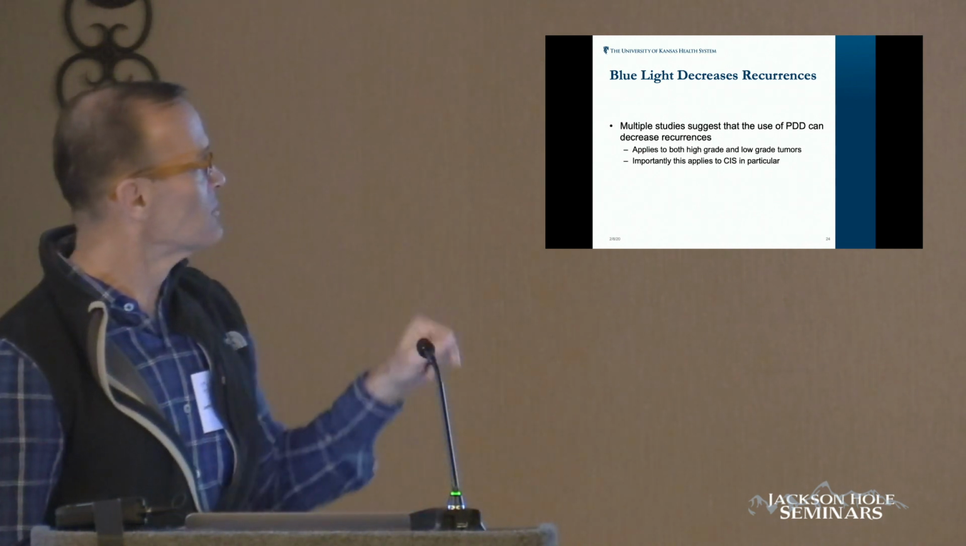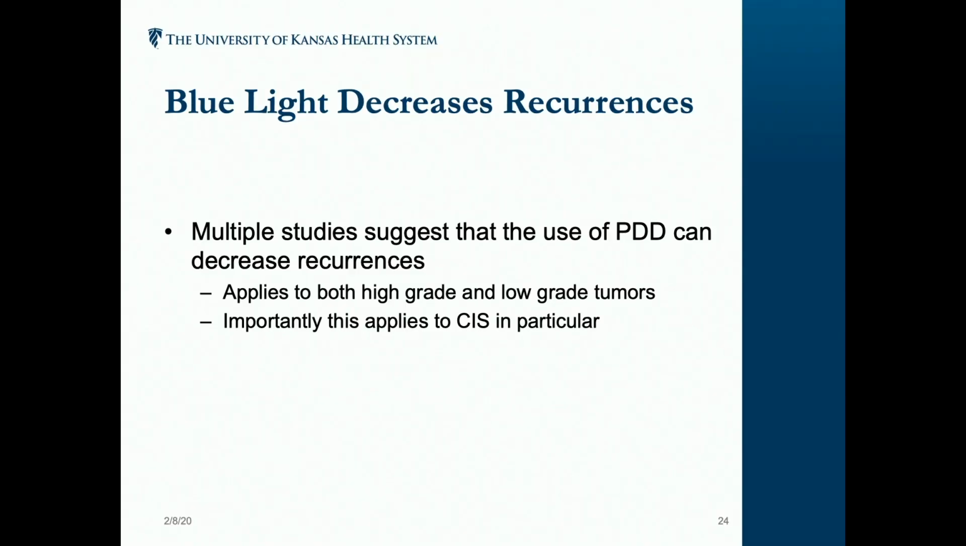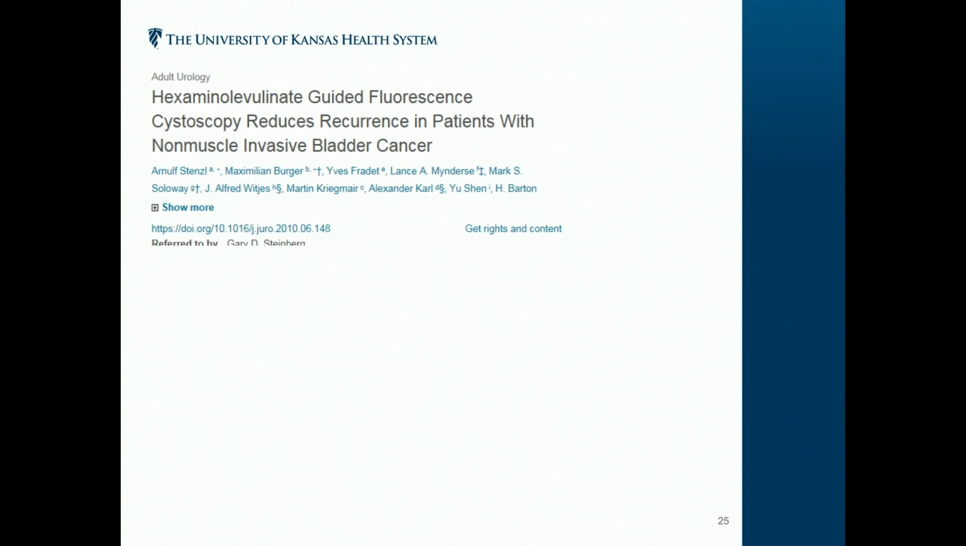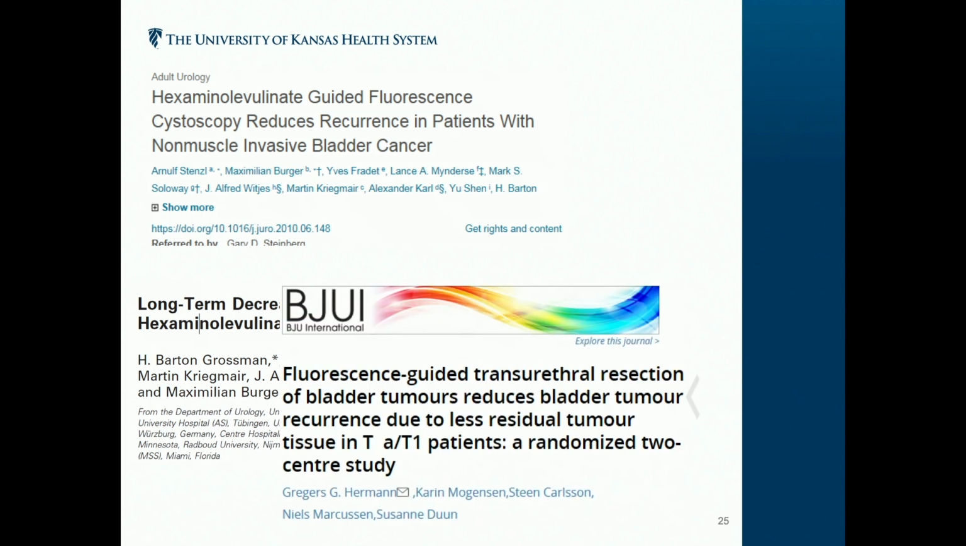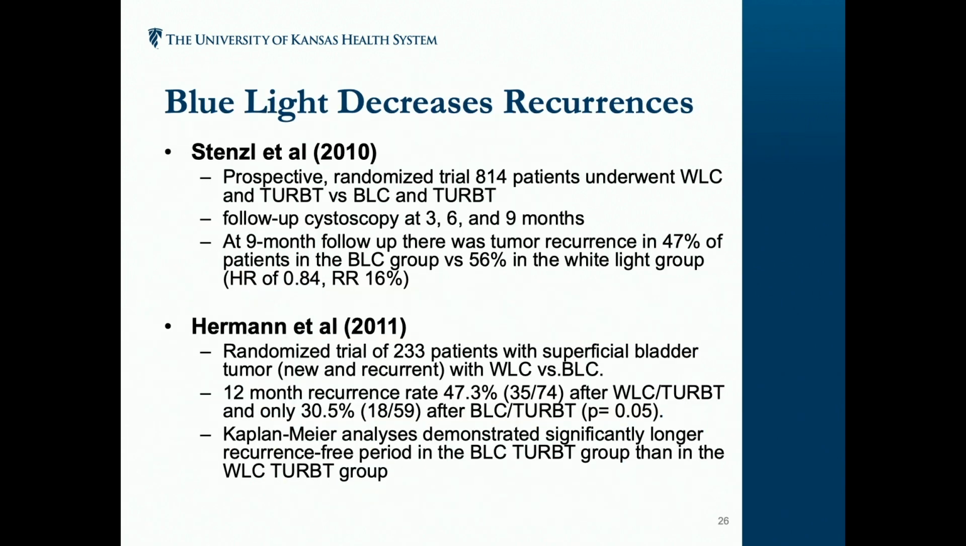And again, just in summary, we can detect more tumors and we can decrease recurrences because we can identify more of these lesions. And again, here are a number of studies that show that we can increase detection and decrease recurrences. These are some of the prospective studies. And again, the odds ratio is about 0.84, so about a 20% reduction in recurrences.